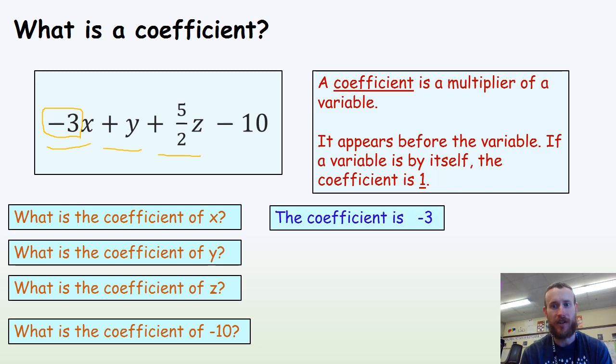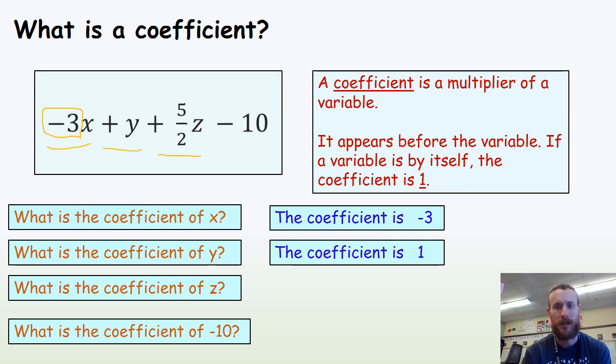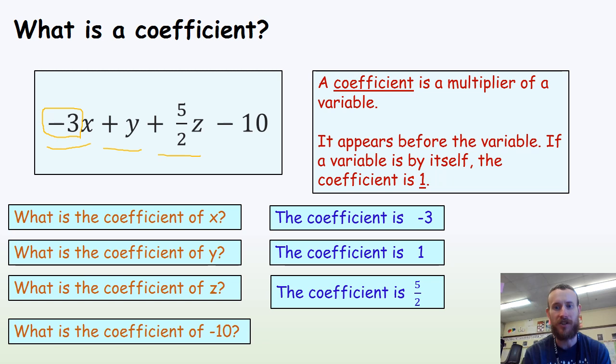What is the coefficient of y? Well, this is the tricky one. If it's missing, it's not 0. If the variable's there, it's got to be 1 or negative 1 if it's a negative. So the coefficient of y is 1. The coefficient of z, again, what's in front? 5/2. So the coefficient of z is 5/2.